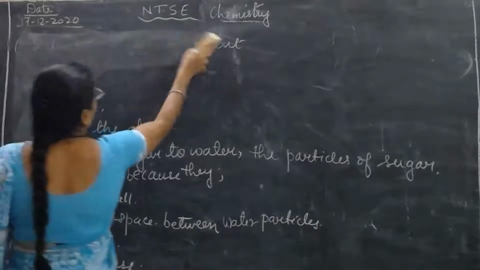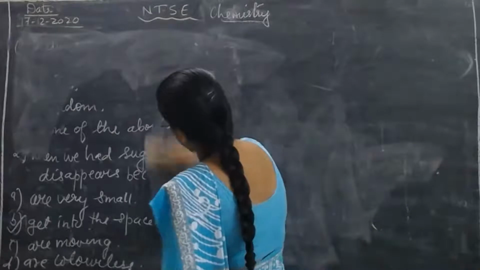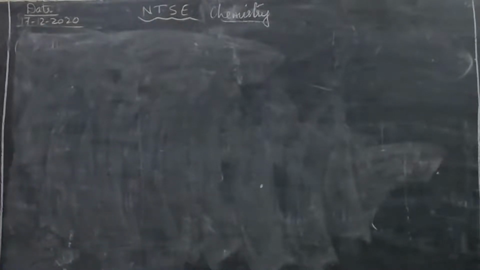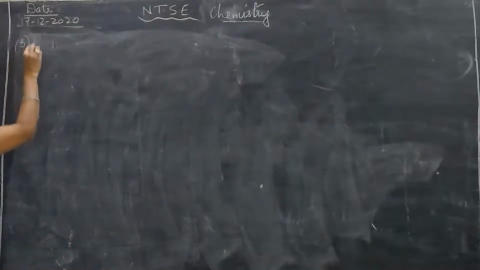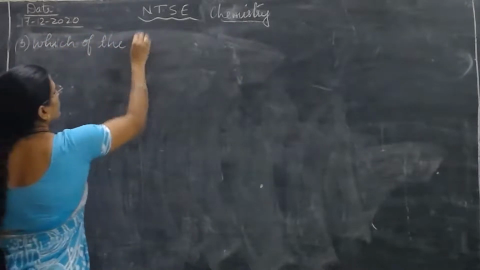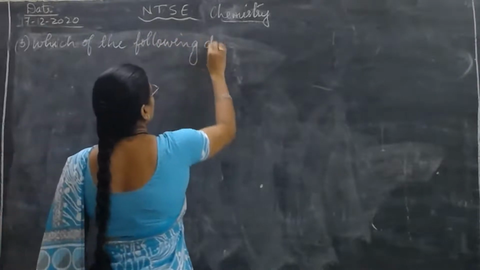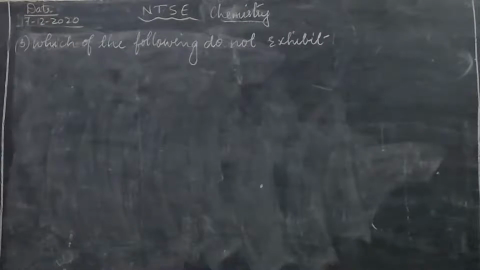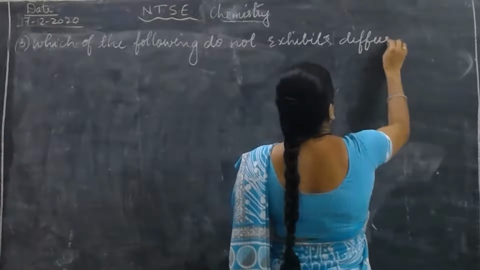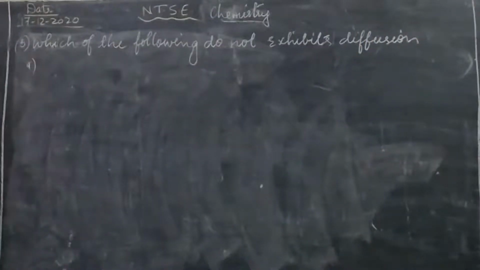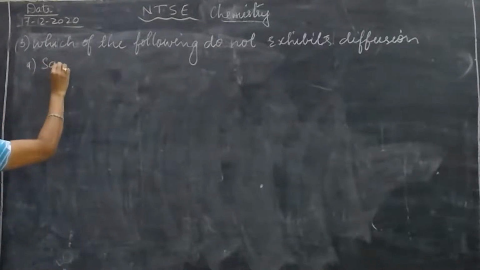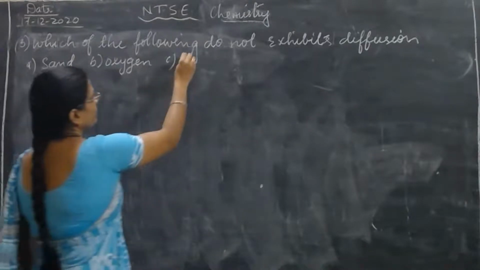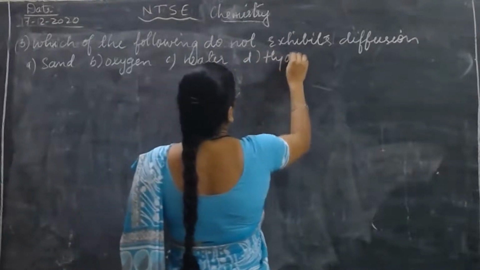Next question. Which of the following do not exhibit diffusion? Option A, sand; B, oxygen; C, water; D, hydrogen.